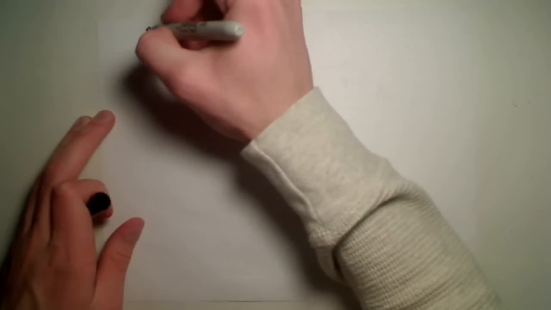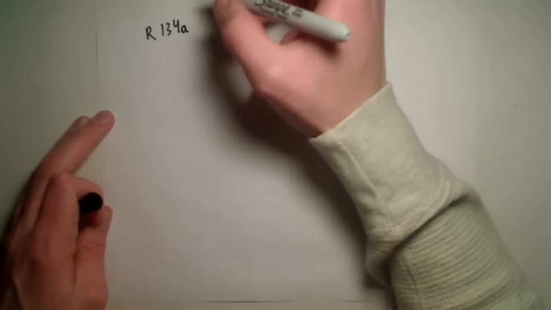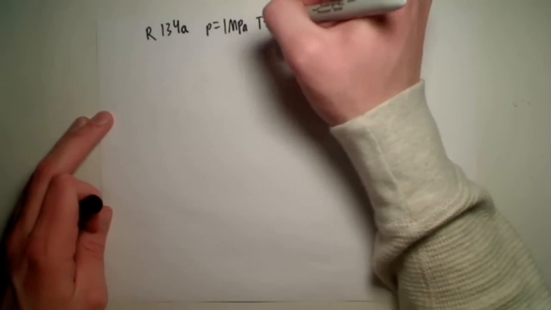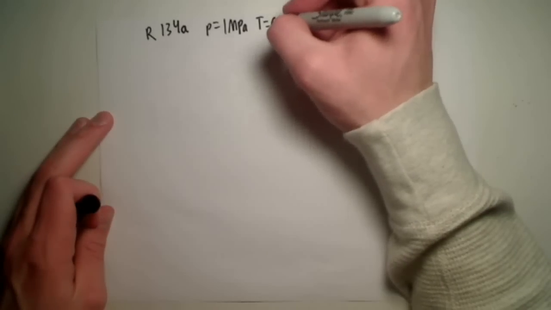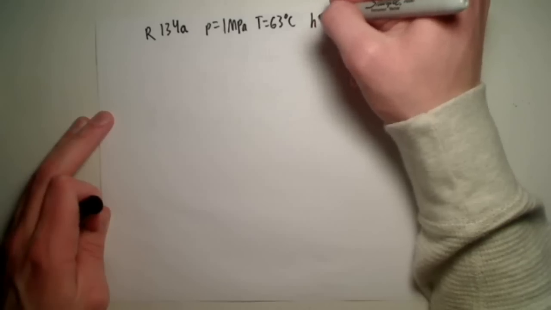Now, however, the tables are very limited. They can't tell you every single value that you might want to look up. So, for instance, let's say I wanted to look up superheated refrigerant R134A at a pressure equal to 1 megapascal and a temperature equal to 63 degrees Celsius, and I would ask you for its enthalpy.